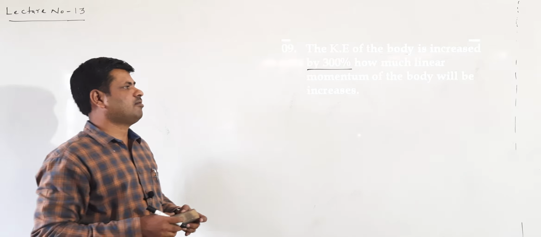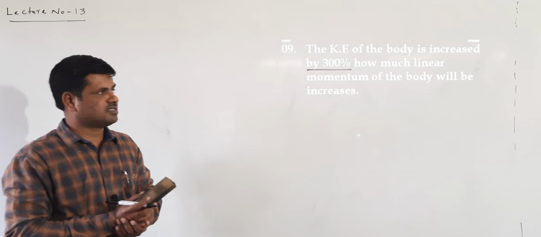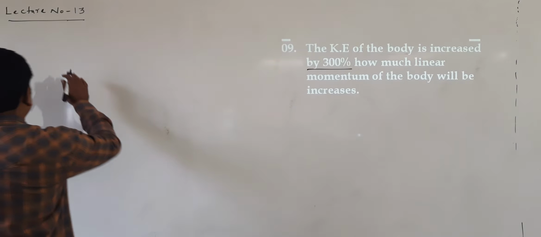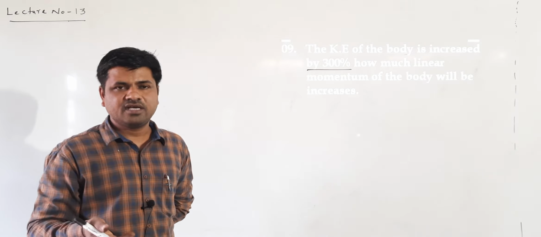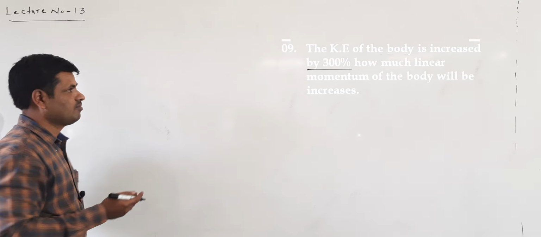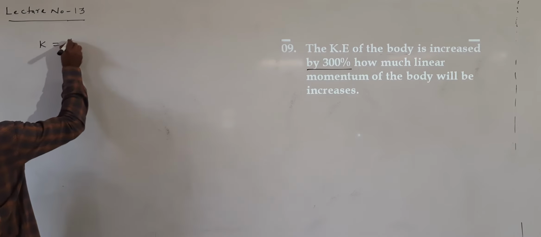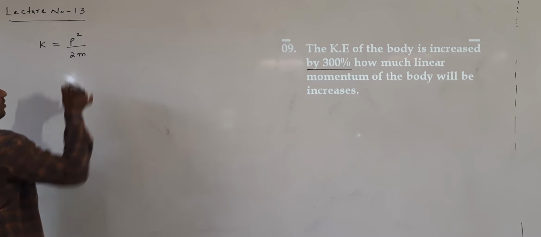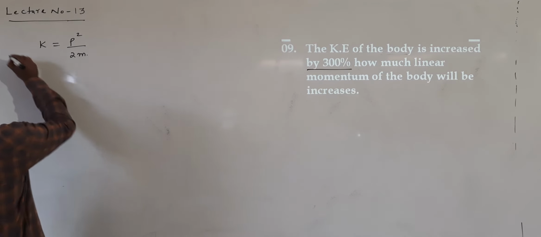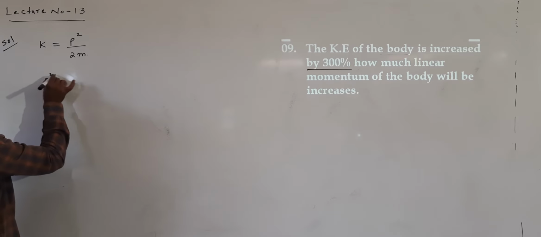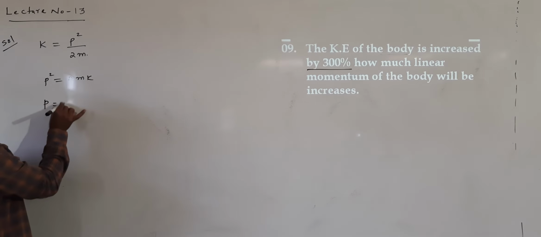Means by what percentage will the linear momentum of the body increase. First of all, I consider the initial kinetic energy as K and the initial momentum as P. The relation between kinetic energy and momentum we already know: K is equal to P square by 2m. From this, P square is equal to 2m into K, so P is equal to under root of 2mK.